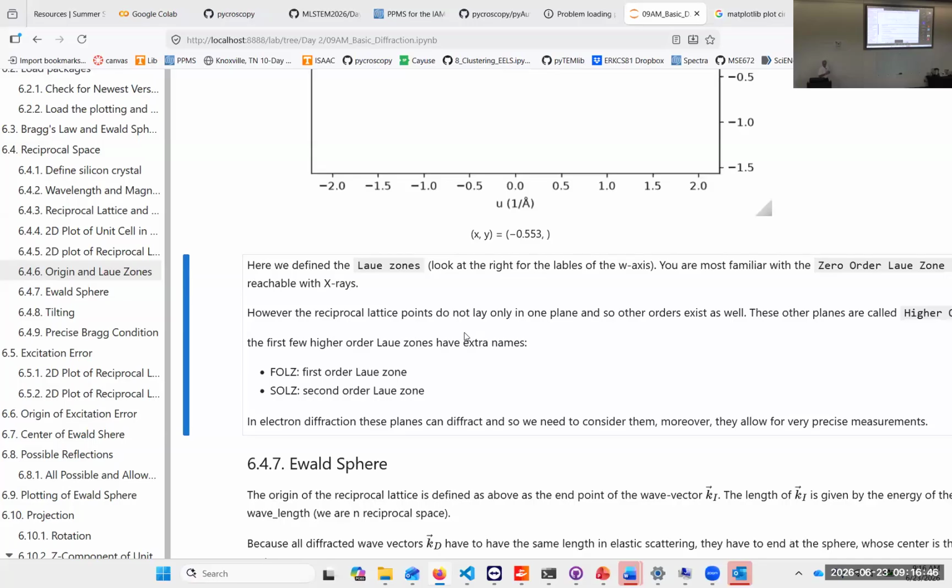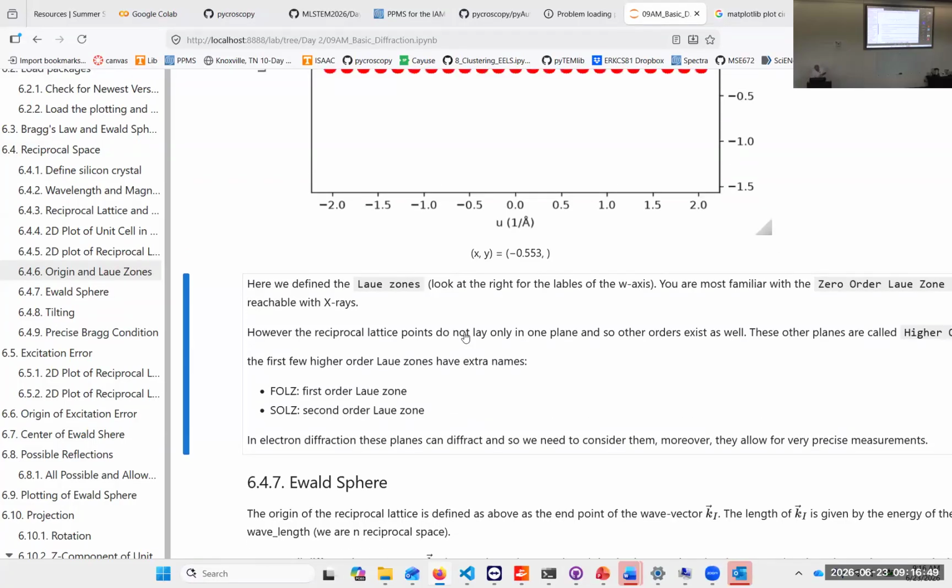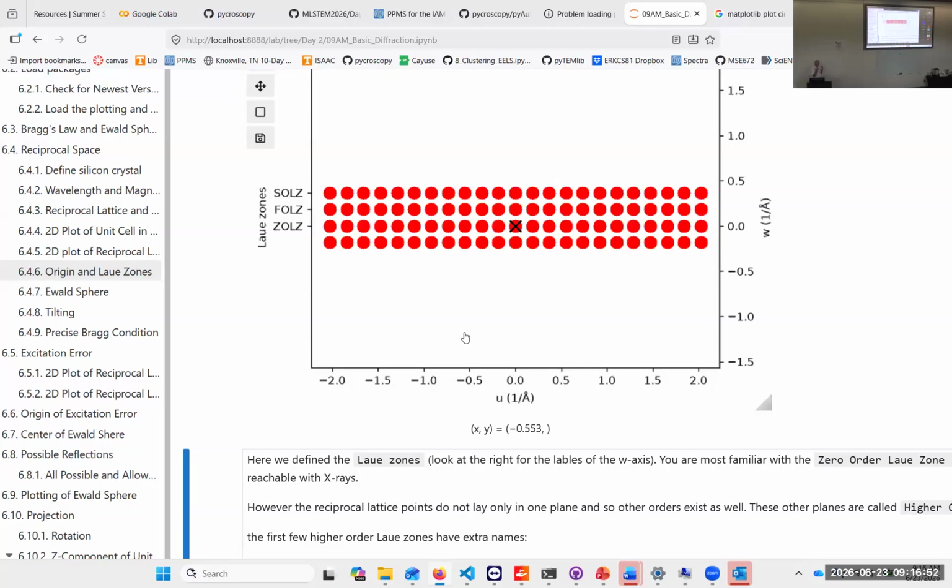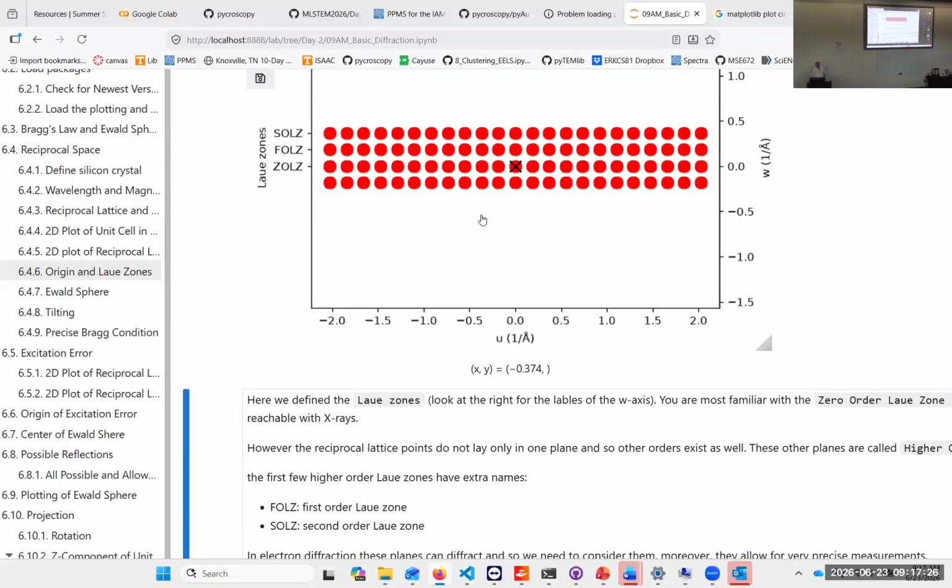So the Laue zones. A Laue zone is a plane in reciprocal space, perpendicular, or more or less perpendicular, to the incident beam direction, okay? And so in our case, it is this plane with all these dots. Hope it's clear. And so the next plane is over here, and it's a real plane, so it's going into the screen here.